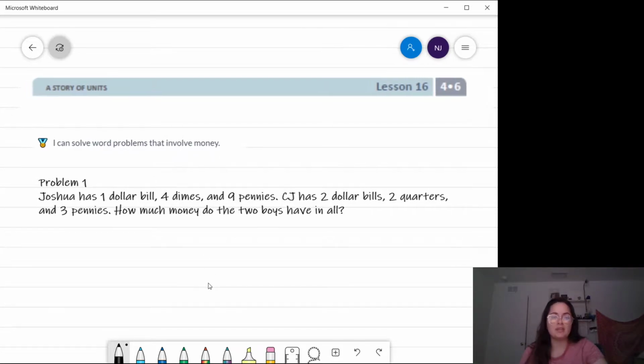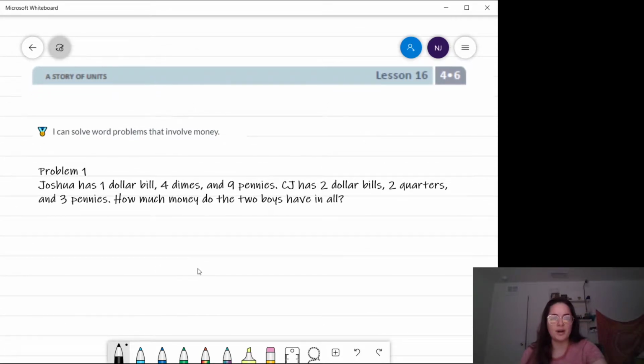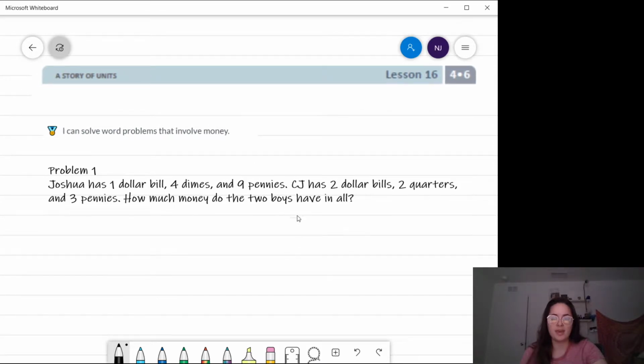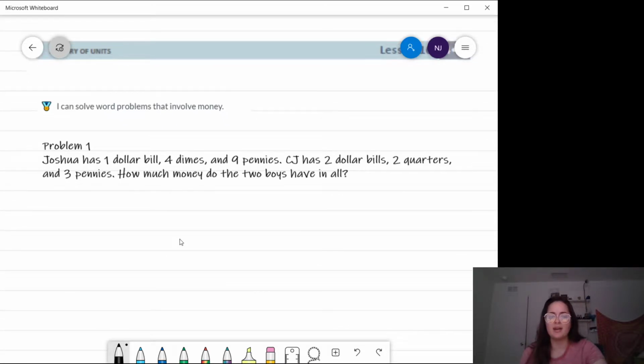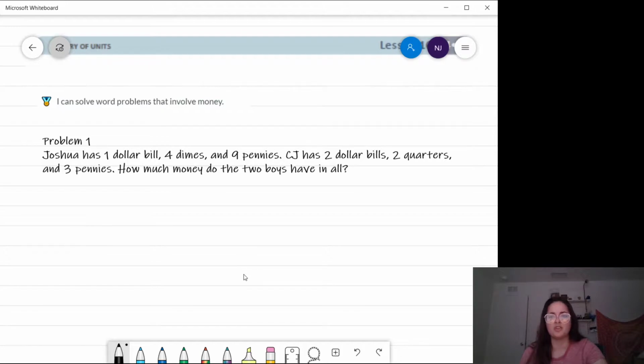So we're basically going to be taking all that new knowledge that we gained from lesson 15 and we are going to be applying it to word problems. So what we're going to do is I'm going to read this first one to you, and then I'm going to kind of release it to you, and I want you to try and solve it on your own. So you're going to pause the video, work it out, and then you can play the video, and we'll go over and review or compare our strategies.